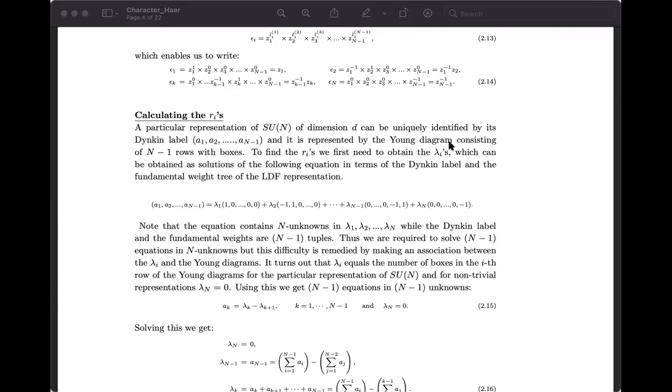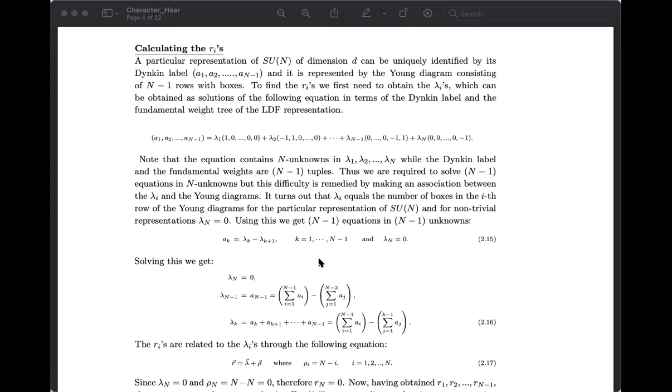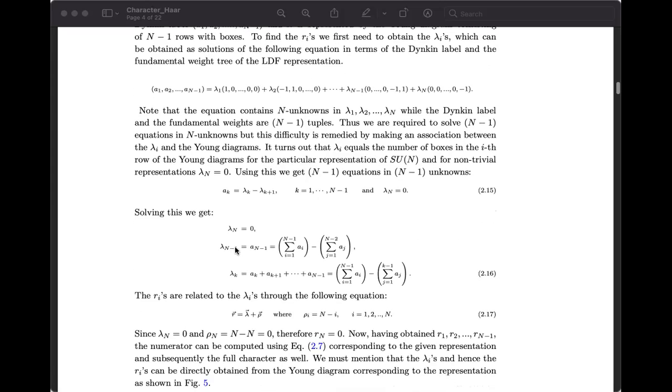Okay. To find the ri's, we first need to obtain the lambda i's, which can be obtained as the solution of the following equations in terms of the Dynkin label and the fundamental weight tree of the lowest dimensional fundamental representation. So this a1, a2 up to a(n minus 1) is nothing but lambda 1 times the first element of the weight tree plus lambda 2 times the second element of the weight tree, and so on. Now once you invert this equation, you get the lambdas in terms of the a's.